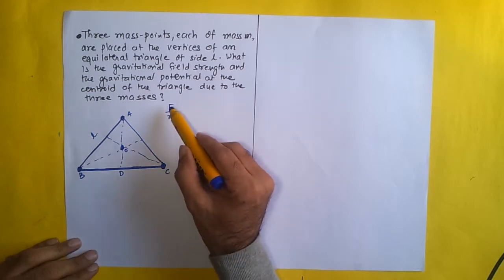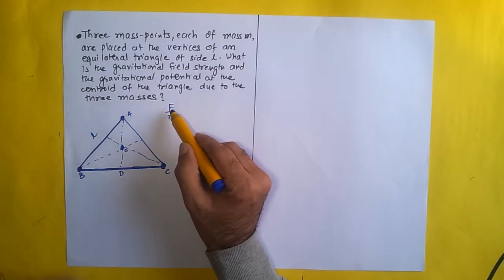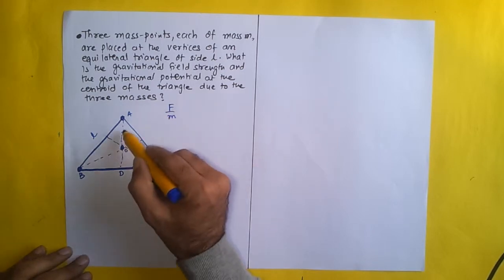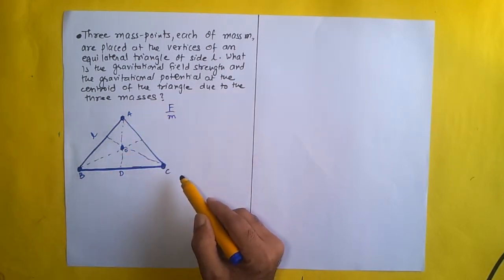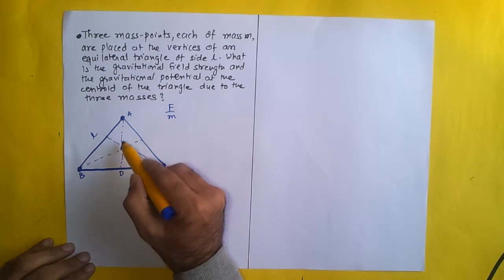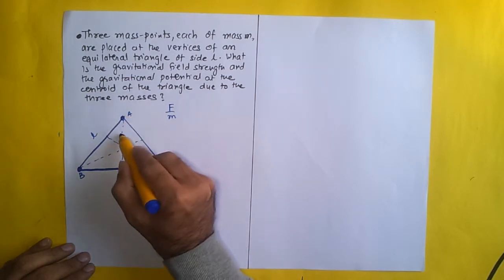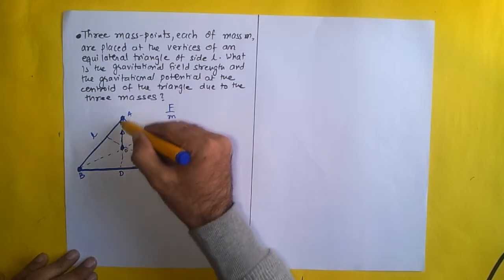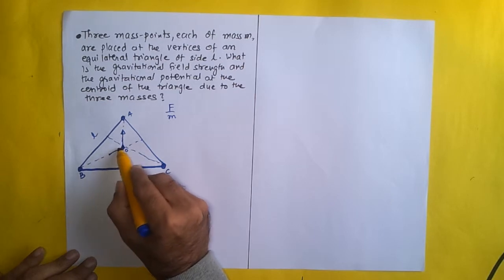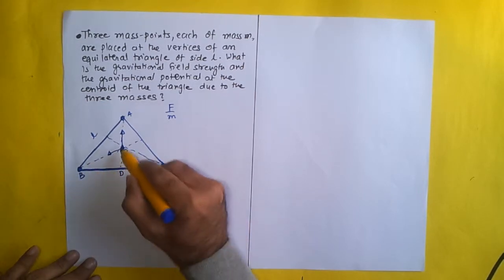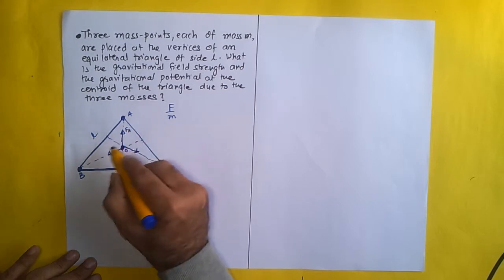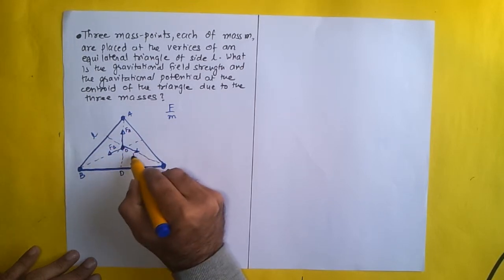Now we know that the gravitational field strength is force per unit mass, and I'll have to find out the force due to all these three masses. So if I look at the force acting over here due to this, it will be in this direction. It's a vector quantity and acts along the center. We know these are central forces, so it will act along this particular line. This will act along this line, and this force will act along this line. And these are, let us call them FA, FB, and FC.